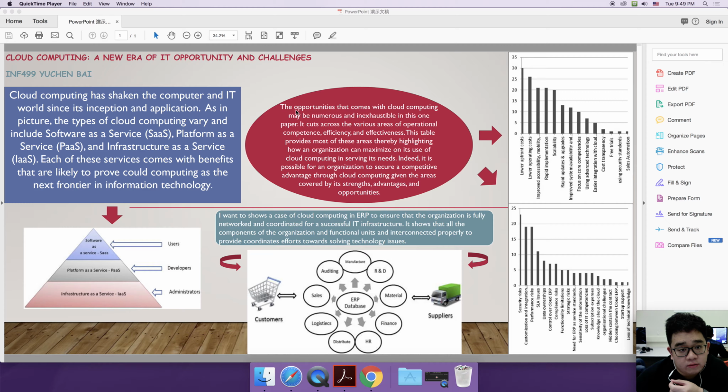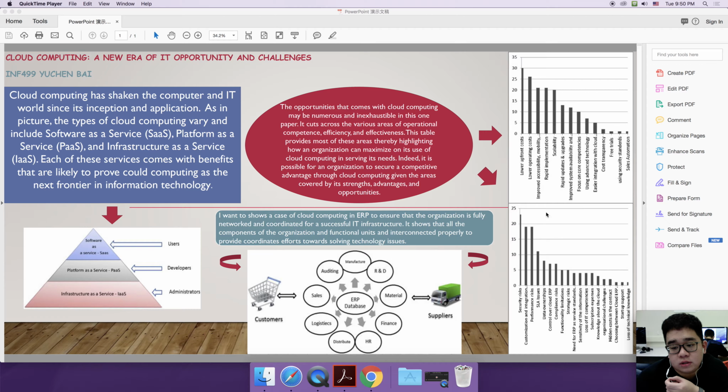And finally, I want to talk about the opportunities that come with cloud computing. These two tables show most of this as well, highlighting how an organization can maximize its use of cloud computing in serving its needs. Indeed, it is possible for an organization to gain a complete advantage through cloud computing, given the area covered by its advantages and opportunities.